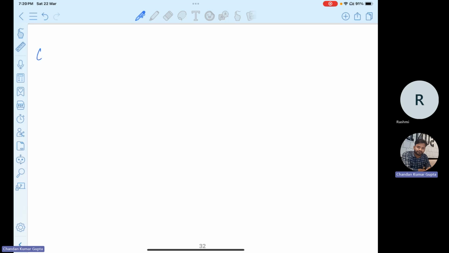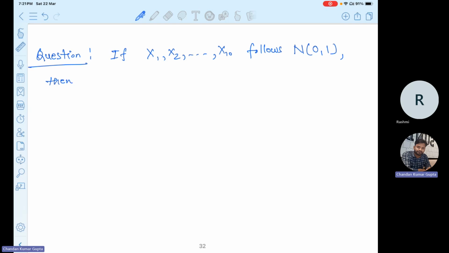Okay, let's write some questions. Just a simple question: suppose x1, x2, up to x10 follow normal distribution with mean 0 and variance 1, then find the distribution of summation i from 1 to 10 xi square.